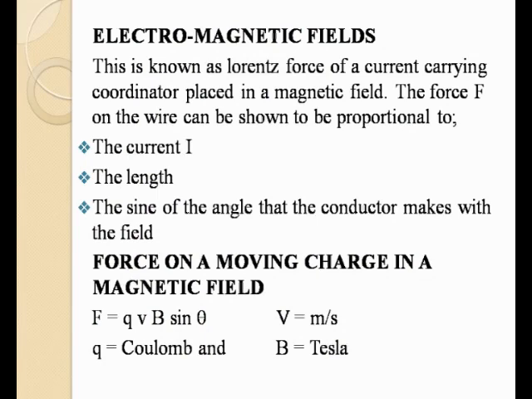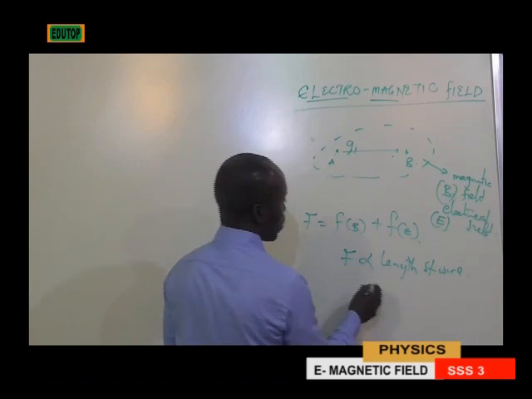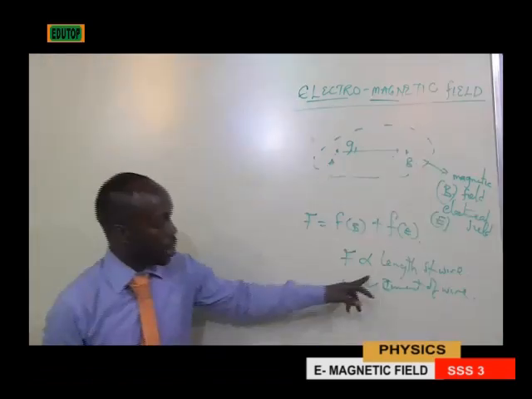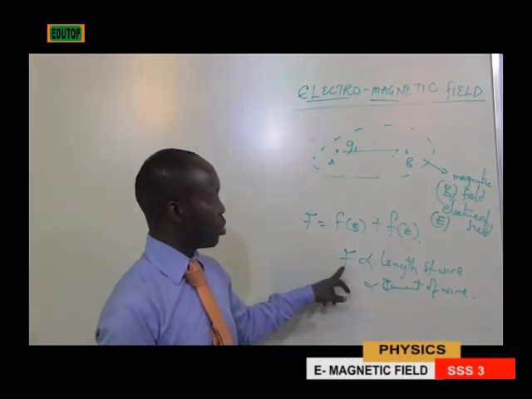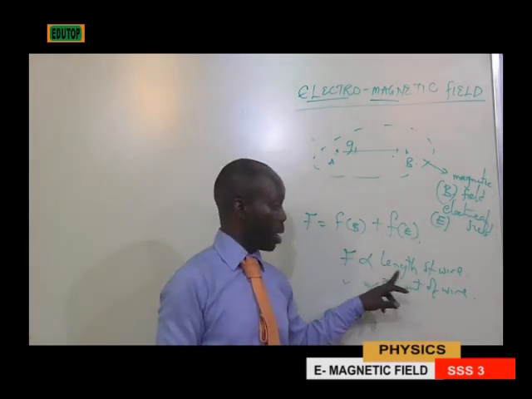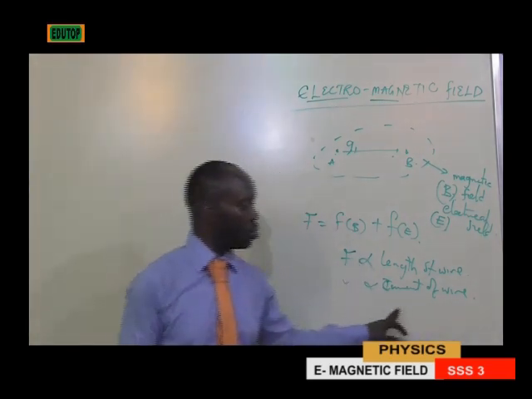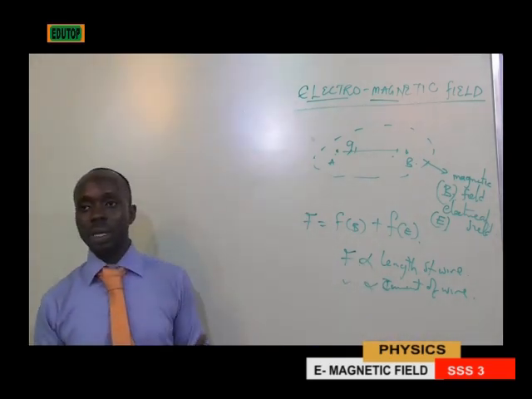Now this is known as the Lorentz force of a current carrying conductor placed in a magnetic field. The force F on the wire can be shown to be directly proportional to one, the current, and two, the length of the wire. What does that mean? This expression means that the higher the length of wire, the higher the force that we experience. The higher the current that flows in your wire, the higher the force that we experience.